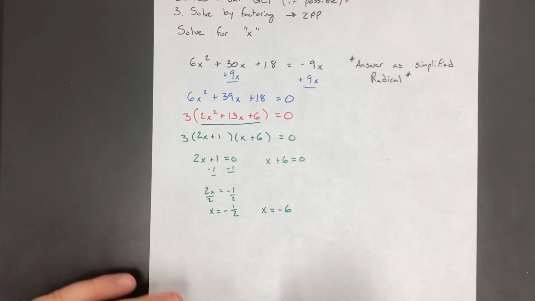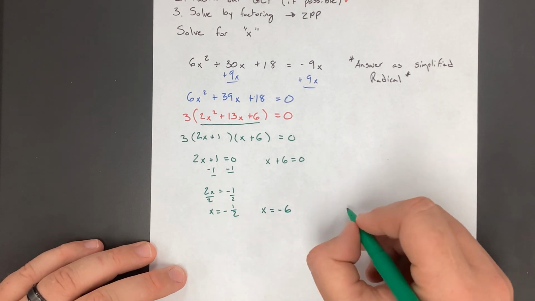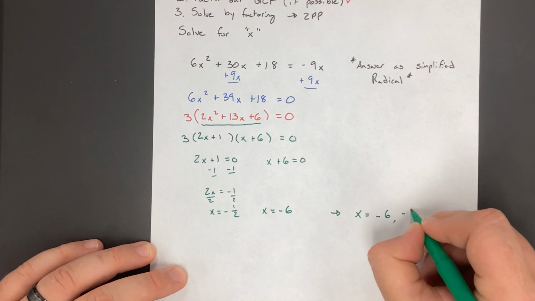And you can do this a variety of different ways. You can write it out as x equals negative 1 over 2 and x is equal to negative 6. Sometimes you may see it written as x equals negative 6 comma negative 1 over 2.